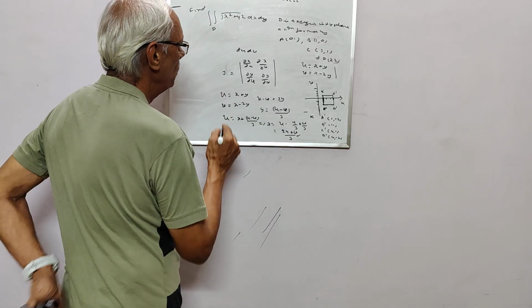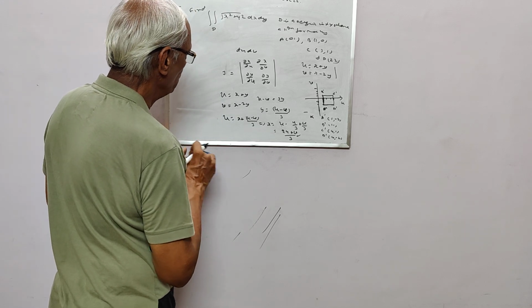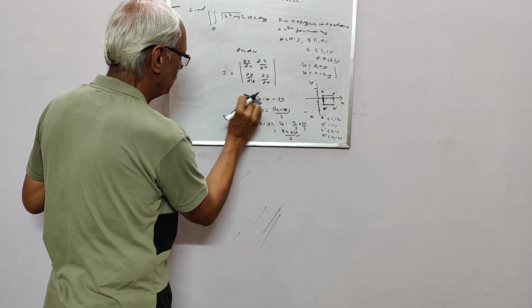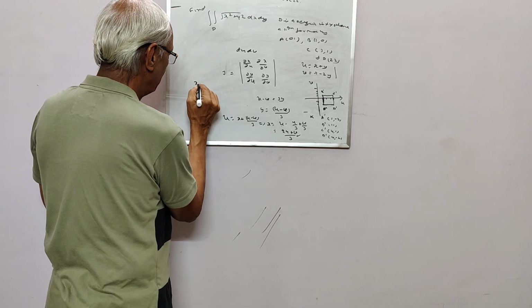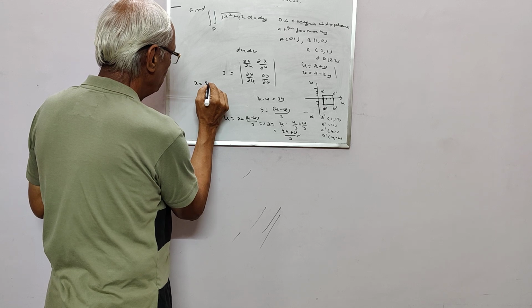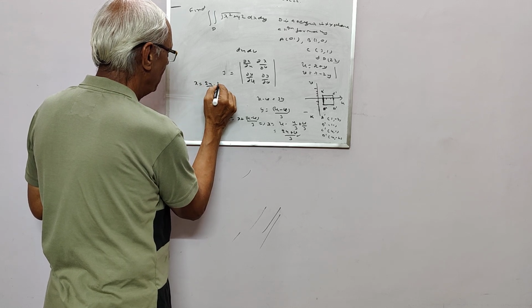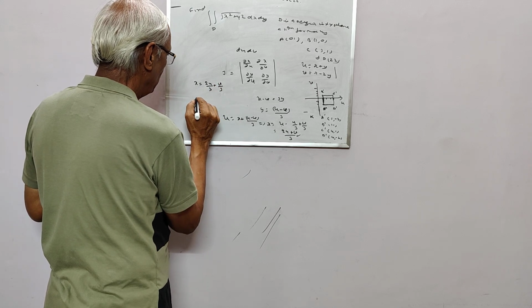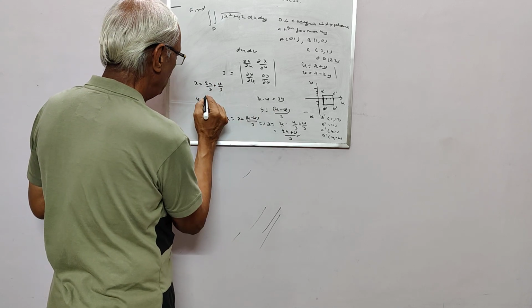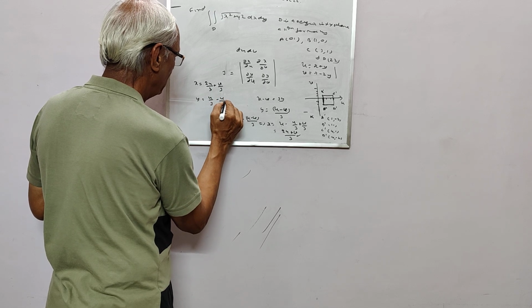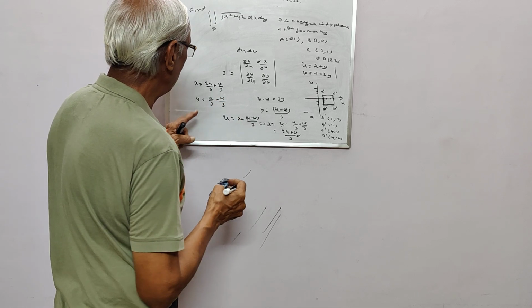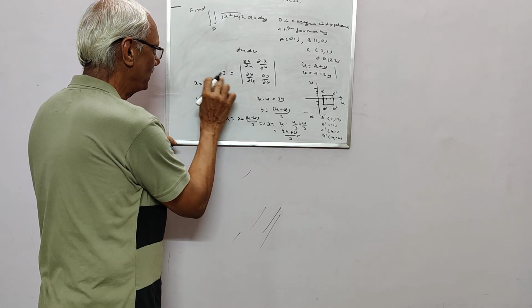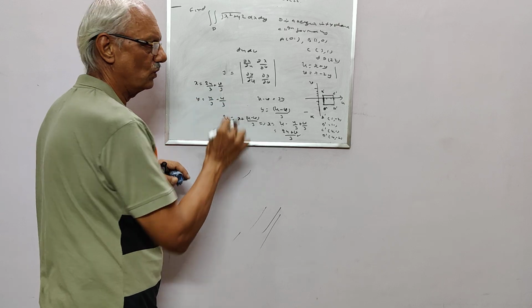So what are you having now? I will write here. Your x is equal to 2u by 3 plus v by 3, and your y is equal to u by 3 minus v by 3. So this is the relation that I have got between x, y and u, v. That means x is a function of u, v and y is a function of u, v.